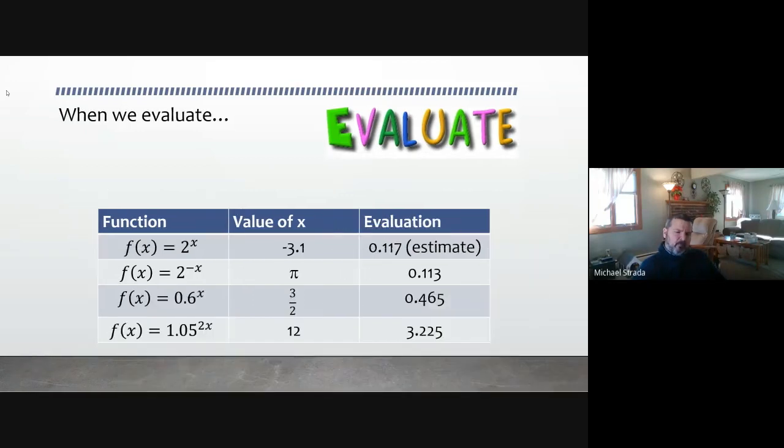And then the last one, 1.05 to the 2x, the value of x is 12. 2 times 12 would be 24. 1.05 to the 24th would be 3.225. That will come into play when we start dealing with exponential functions, with rate of increase and decrease, which we will most likely start on Monday. We're going to focus on graphing this week.